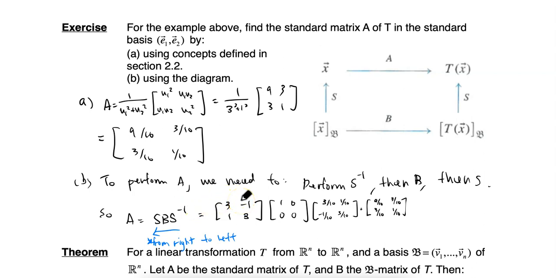S is simply made of the new basis vectors. B, we found in the previous question. And S inverse, we can calculate it. And if you do that, either by hand or on your calculator, you will see that we find indeed that A is 9 over 10, 3 over 10, 3 over 10, 1 over 10. So it's a wonderful way to find matrices that might be difficult.